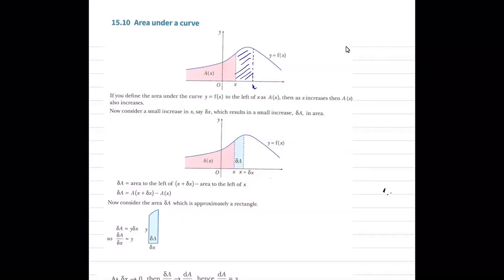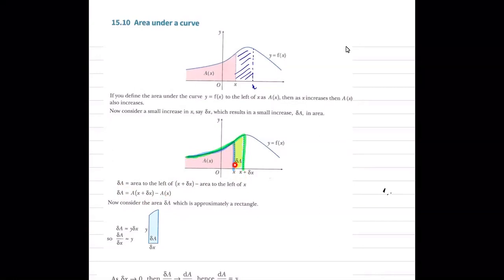So if you want to figure out this delta A, the delta A meaning the small change in the area, what you could understand is you find the area at this value and minus the area at the value of x. Okay. So if you do that, you end up getting delta A. Delta A is the area to the left of x plus del x minus the area to the left of x. Okay. So that is delta A for us.